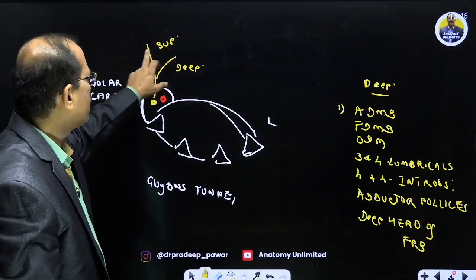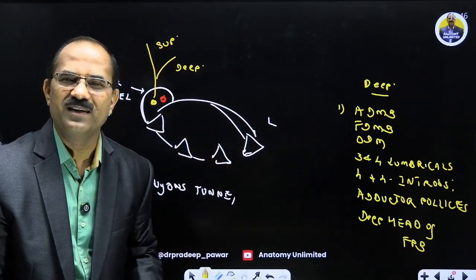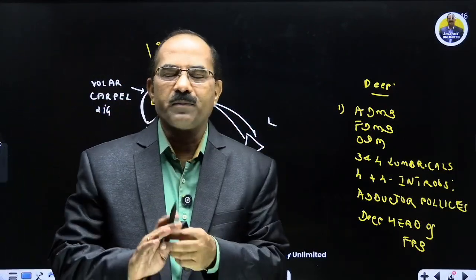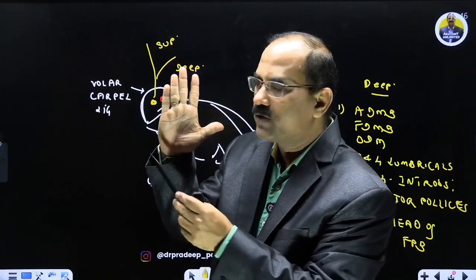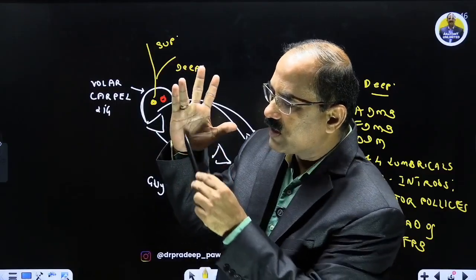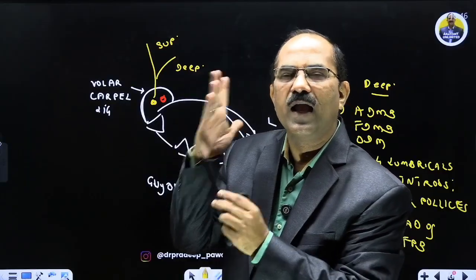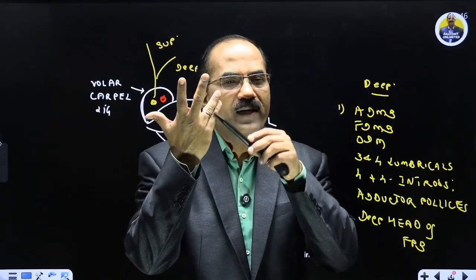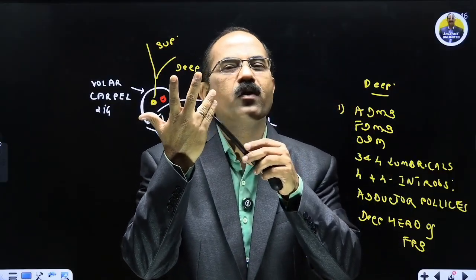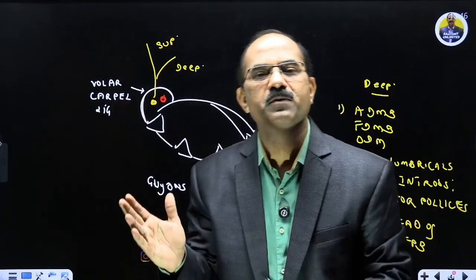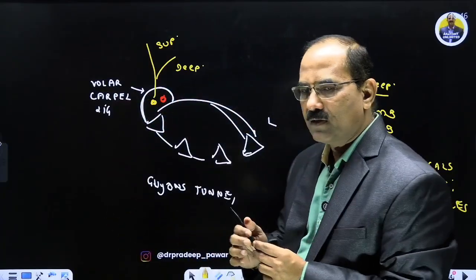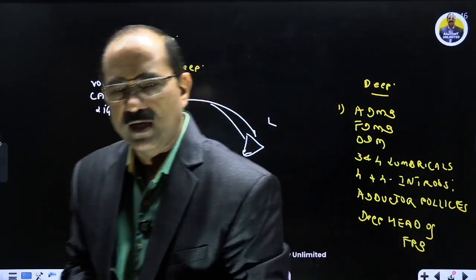Now this superficial branch of ulnar nerve is sensory, right? This superficial branch supplies the skin on the palmar aspect of medial 1.5 fingers and the dorsal aspect of 1.5 fingers except the proximal phalanx.